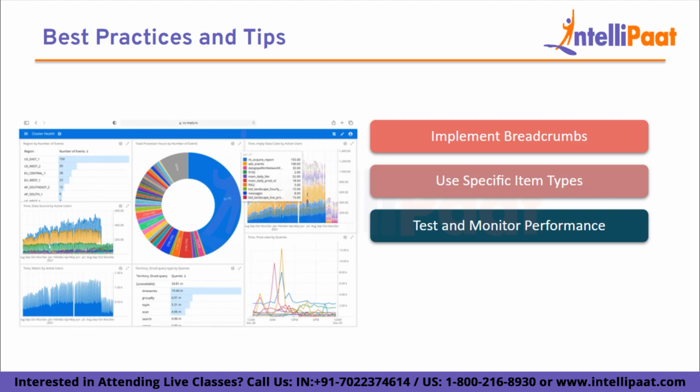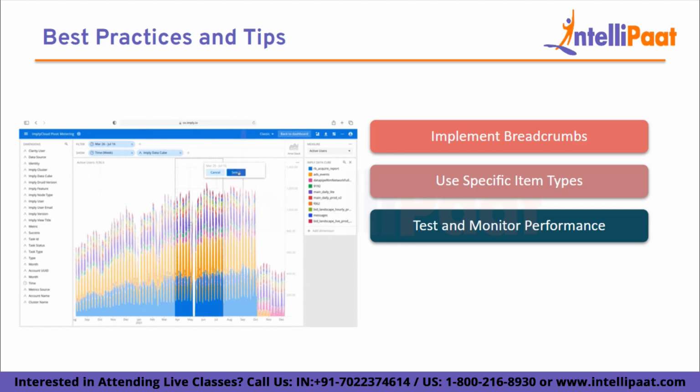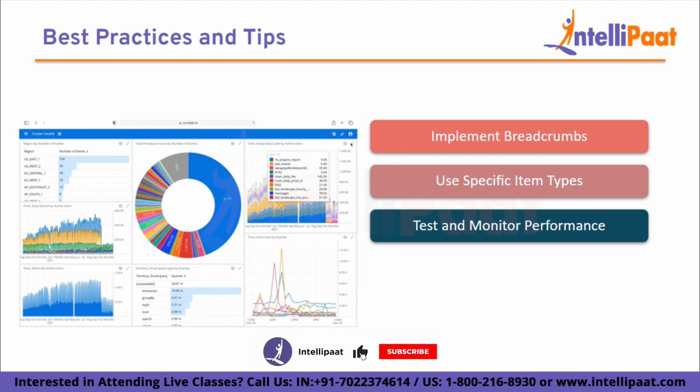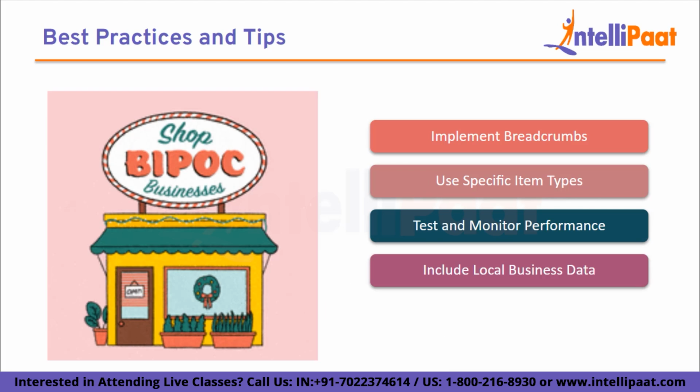Test and monitor performance. Regularly test and monitor the performance of your schema markup using Google Search Console and Google Analytics. Analyze data to identify opportunities for improvement. Include local business data. If you have a physical location, use local business schema markup to provide essential business details such as name, address, phone number, and operating hours.